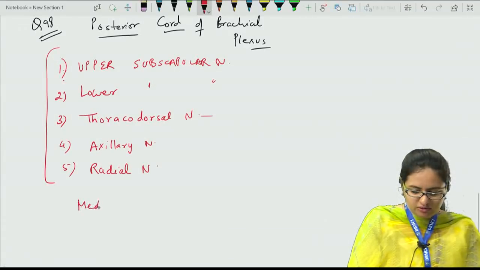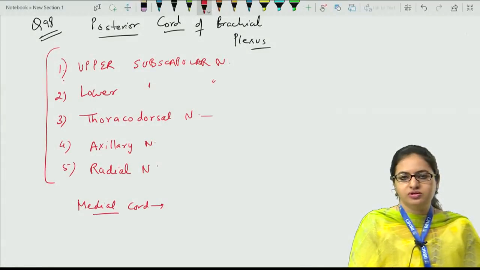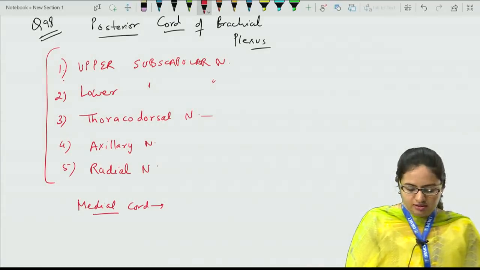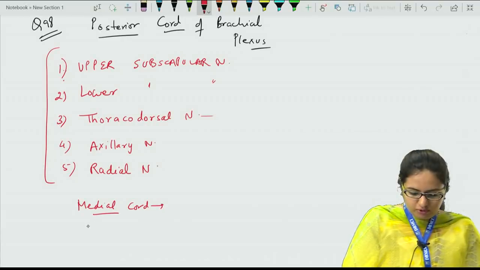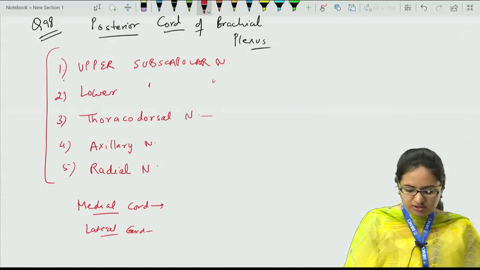If we talk about the medial cord, its branches include the medial cutaneous nerve of arm, the medial cutaneous nerve of forearm, the medial root of the median nerve, the medial pectoral nerve and the ulnar nerve. When we talk about the branches of the lateral cord, we have the lateral root of the median nerve, the lateral pectoral nerve and the musculocutaneous nerve.